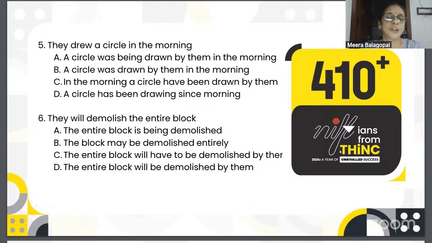They will demolish the entire block. So it is an active voice. So when you change it into passive voice, the entire block is the object. So the entire block will be demolished by them because this is future tense. So they will already shows that it is future tense. So the entire block, that is the object, will be demolished by them. This is simple future tense. The answer is D.